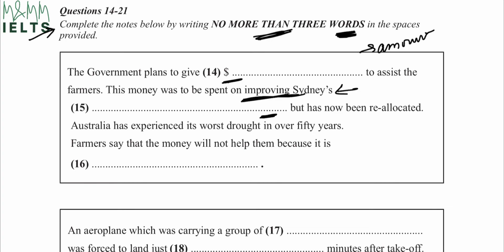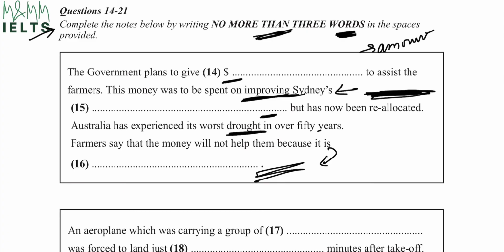Next, Australia has experienced its worst drought in over 50 years. Now, after reading drought, I know that something here has to be related to drought. Drought means the first thing that comes to my mind is rain or water or whatever, because drought means when there is no water. So something related to that has to come in this blank. In over 50 years, farmers say that the money will not help them because it is not, can't predict.